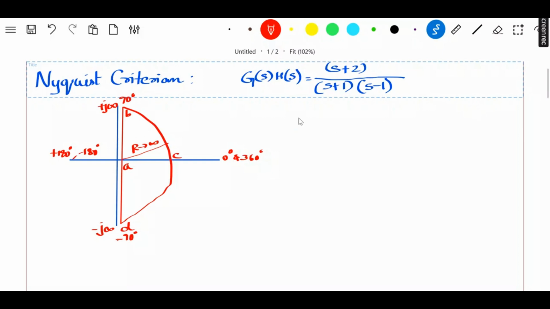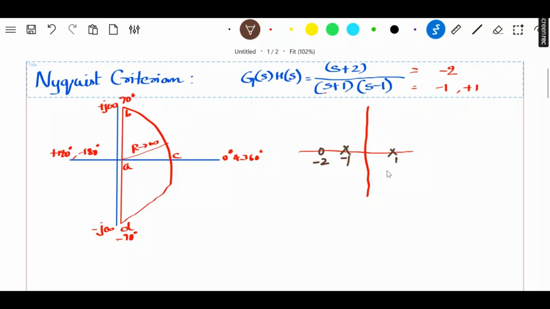Now, the next step is we need to write the pole-zero diagram. So plot the pole-zero diagram and then check whether there is any pole in the right half of the S-plane. If you look at the roots here, we have a zero at minus 2, and we have two poles, which are minus 1 and plus 1. So I'll draw the pole-zero map: minus 1 is one pole, we have a zero at minus 2, and we also have another pole at plus 1.